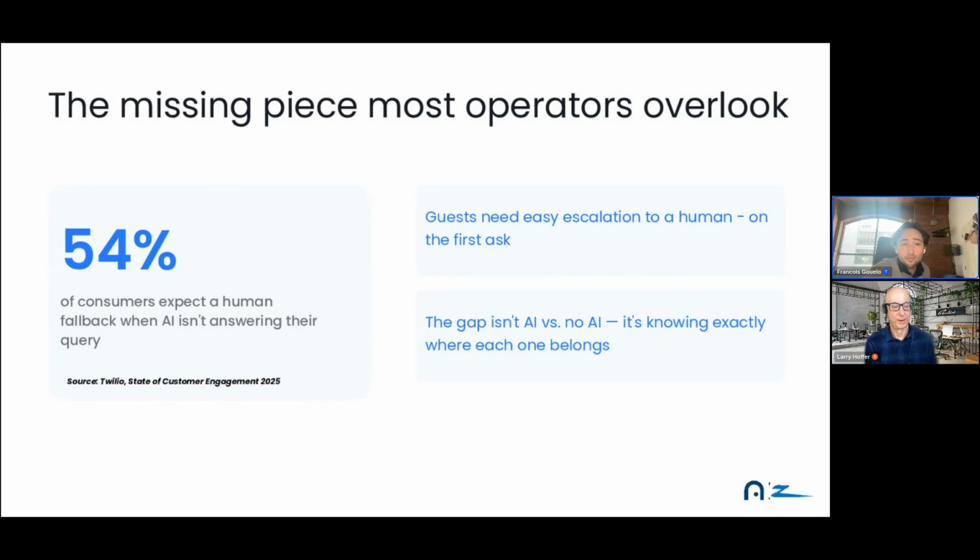I would personally say 100% of people expect a fallback to a human. That surprises me. Why is it only 54%? That's amazing. I would expect 100 also. I would also expect 100.